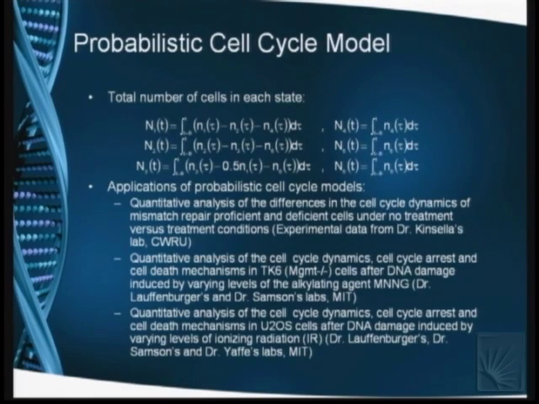And the last data set again comes from MIT, and they're interested in U2OS cells, which are again bone cancer cells. They're interested in the effect of ionizing radiation on the cell cycle dynamics, and they're seeing permanent and temporary arrest. We're going to study these mechanisms through the cell cycle models.